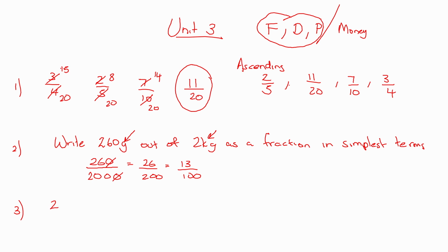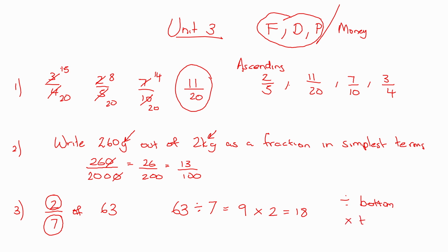Question 3, let's take a look at something like fractions of amounts. Pretty simple, right? 2/7 of 63, right? So we're going to split the 63 into this many parts, right? So each part is worth 9, and then that's how many parts I want. So we're going to times that by 2 to get 18, or divide by the bottom, the denominator, times by the top, the numerator.